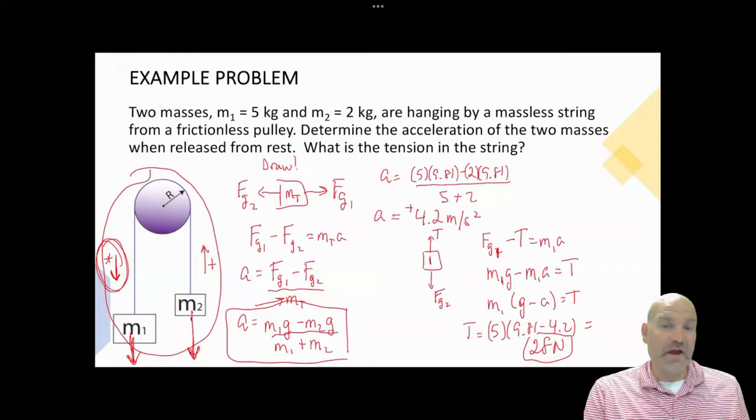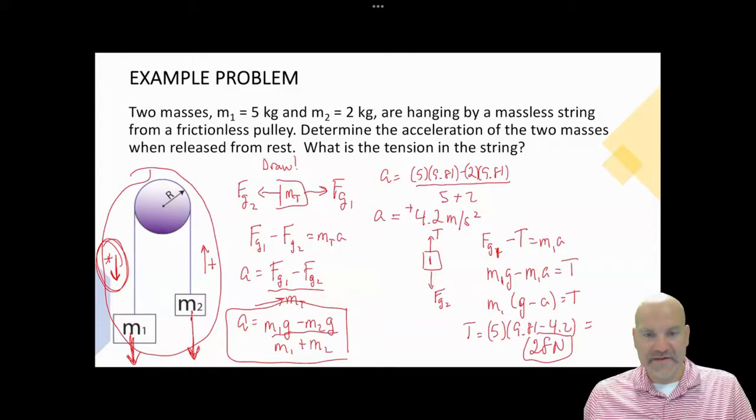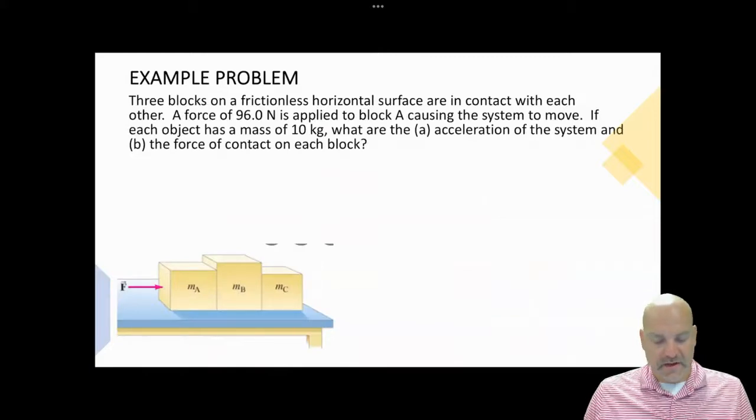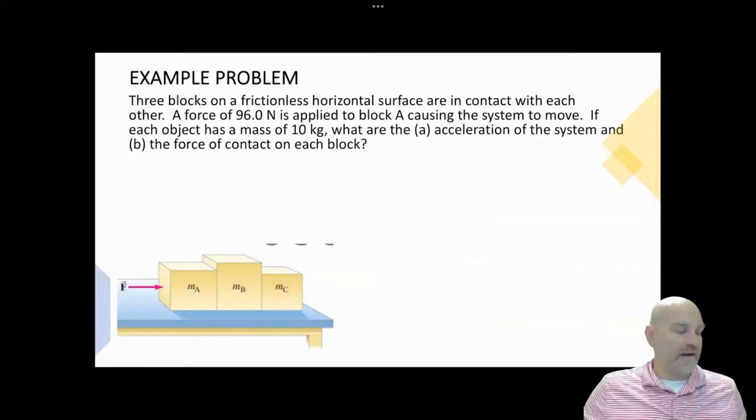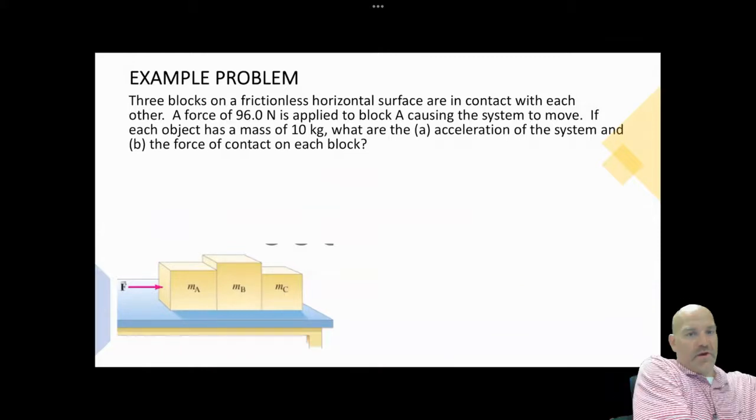You could do this for mass 2, but you're going to find that you get 28 newtons also, because the only difference is that the minus sign for g minus a will be a plus sign. All right, so let's look at another type of connected object problem, when you have multiple boxes pushing on each other.